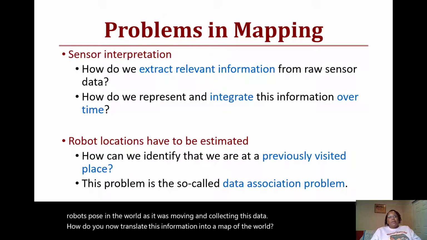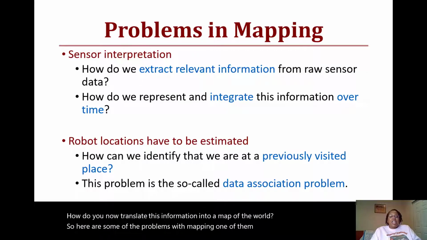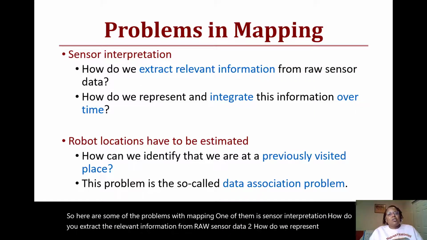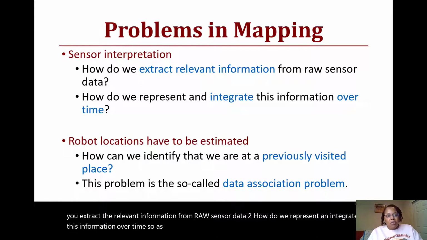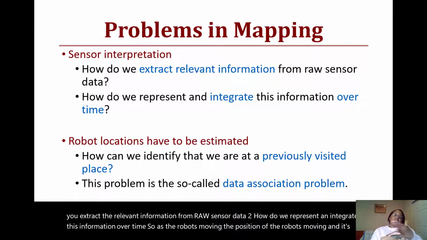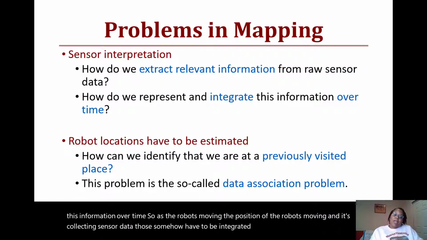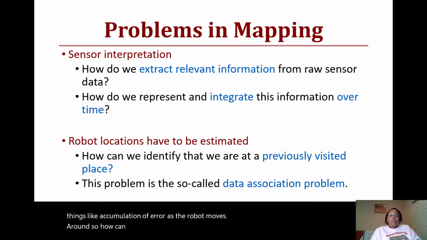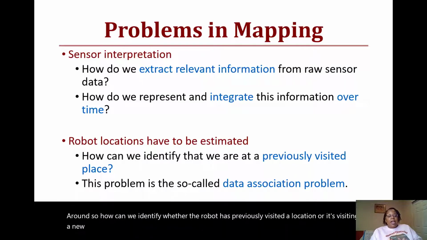So here are some of the problems with mapping. One of them is sensor interpretation. How do you extract the relevant information from raw sensor data? Number two, how do we represent and integrate this information over time? As the robot's position changes and it's collecting sensor data, those somehow have to be integrated together to create the map. And robot locations have to be estimated. We already know this is true because we look at things like accumulation of error as the robot moves around. So how can we identify whether the robot has previously visited a location or it's visiting a new area, getting new data? This problem is called the data association problem.